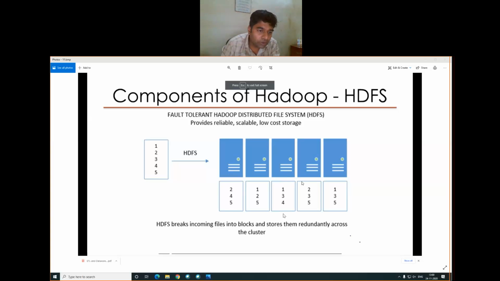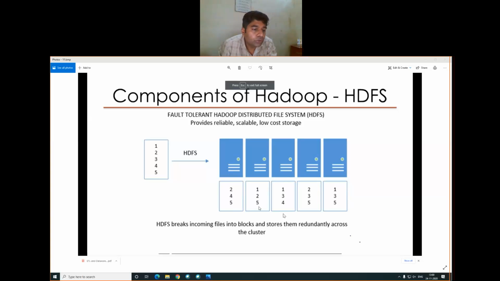So you can see block 2 is here and 2 is also in the second cluster. 2 is here and 5 is here in the first cluster, and 5 is here in the second cluster. So if one of the nodes is failing completely, then we can have a backup of 2 and 5 on other nodes also. Clear? So it provides reliable, scalable, and low cost storage, HDFS.